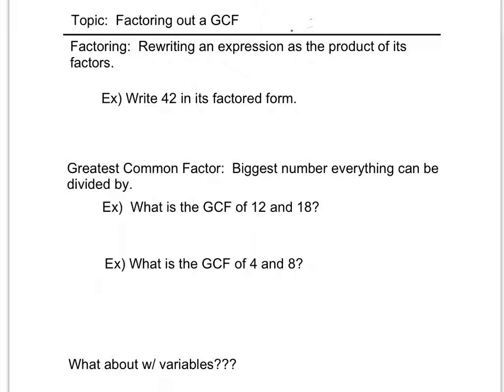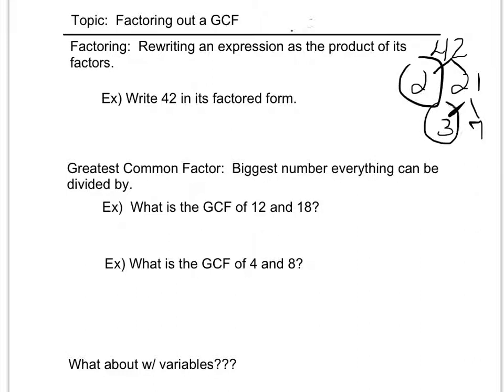So factoring is going to be rewriting an expression as the product of its factors. Remember, product just means multiply, so I'm trying to rewrite it as a multiplication problem. So if I look at this first example, write 42 in its factored form, you learned how to do this by probably looking at its prime factorization and looking at factor trees. So I would do 42. Well, what multiplies to give me 42? 2 and 21. What multiplies to give me 21? 3 and 7. 2, 3, and 7 are all prime numbers, so I circle them. And 42 in its factored form is 2 times 3 times 7. Hopefully that looks familiar to you.